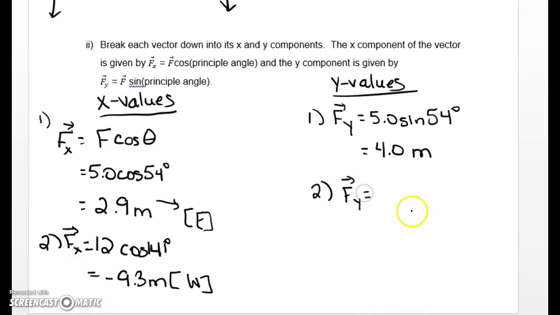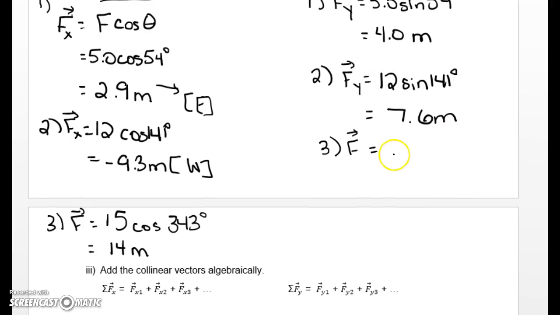For our second vector, we had 12 times the sine of 141 degrees. Put that into our calculator, we should get 7.6 meters. For our third component, just going to scroll down here a little bit. So here are the magnitude. We traveled the distance of 15 meters. We're going to times it by the sine of our principal angle, which was 343 degrees. Plugging that into our calculator, we should get negative 4.4 meters as our total vertical change.